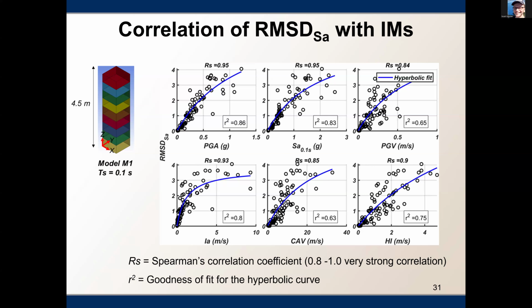You can see that if we increase the value of these intensity measures, the root mean square difference increases, which means that the difference between 1D and 2D shaking is increasing as we increase the intensity of our shaking. That's the first point. And you can see that the PGA has the highest correlation coefficient, and the hyperbolic fit is well fitted to this PGA data. So for this first column, I would say that the PGA is a good predictor for the effects of 1D versus 2D shaking.